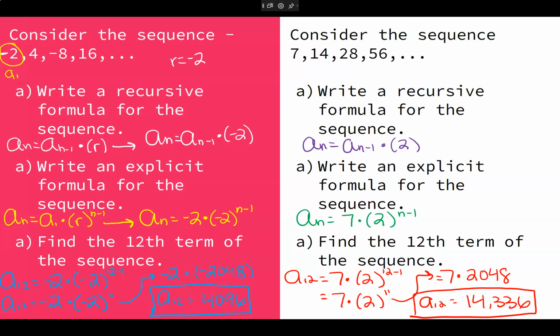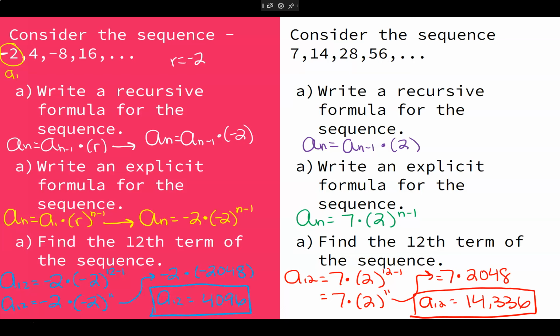It's not a difference. Careful. Technically, it's a ratio. Yes, I knew what you meant, but words matter because arithmetic uses difference. Geometric is going to use ratio. So yes, we are multiplying by 2. Good. Our explicit formula: we have 7 times 2 to the n minus 1.